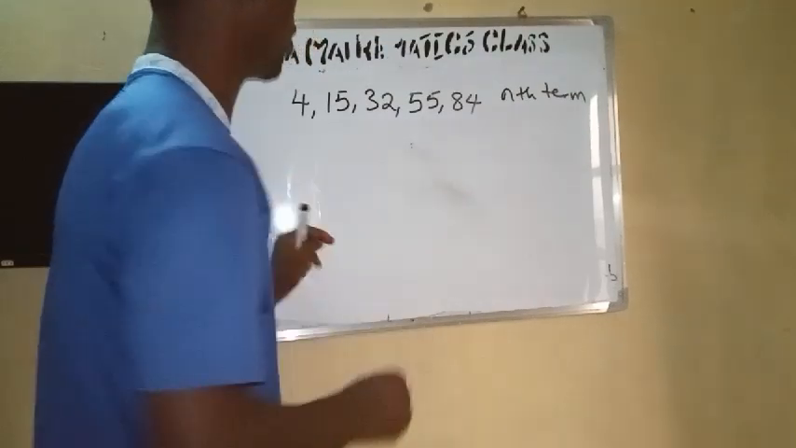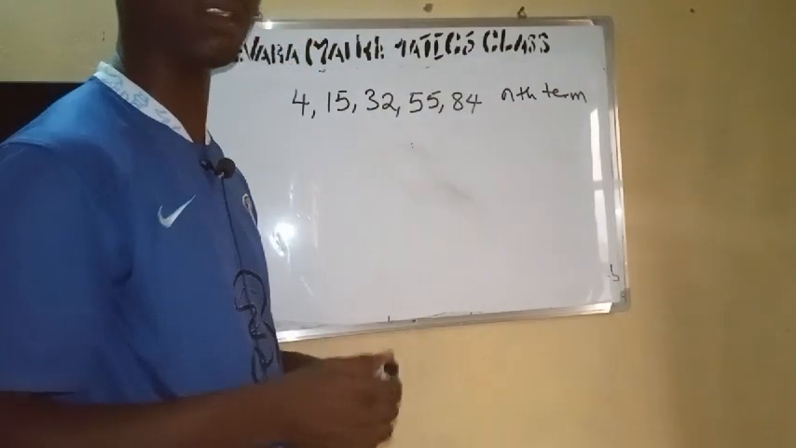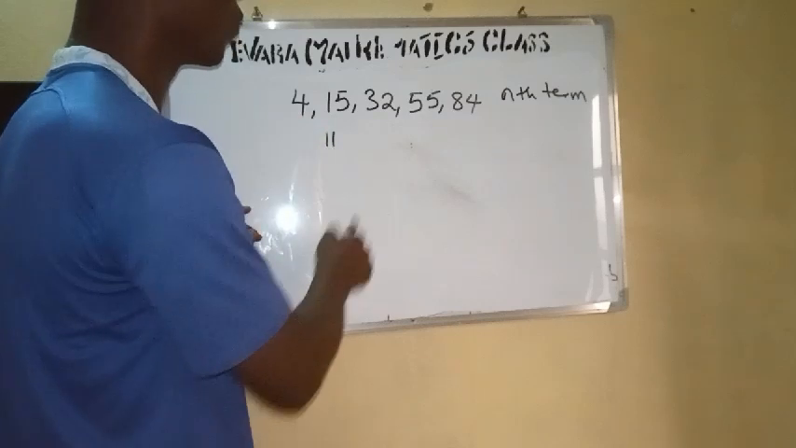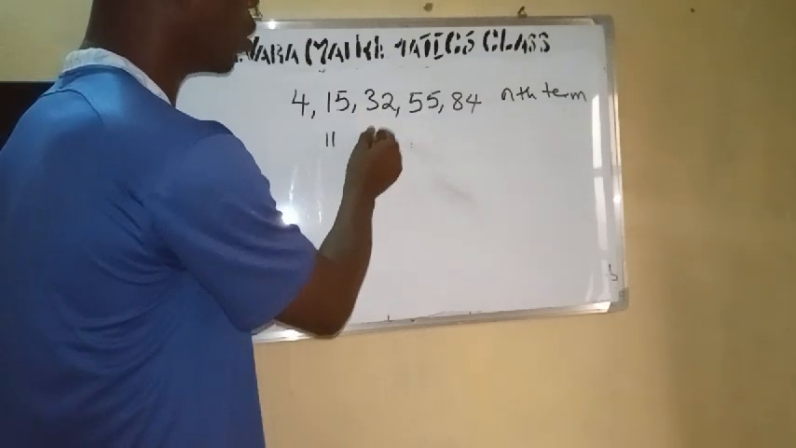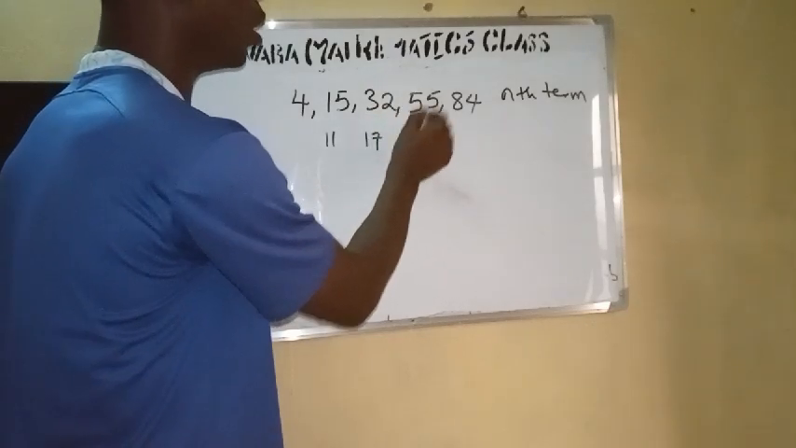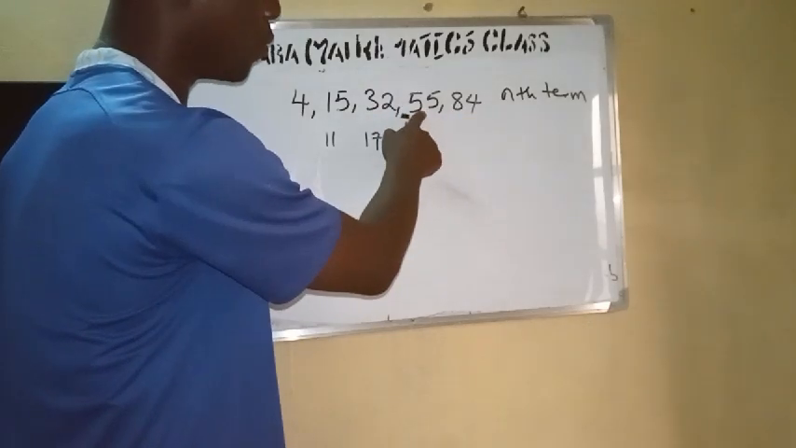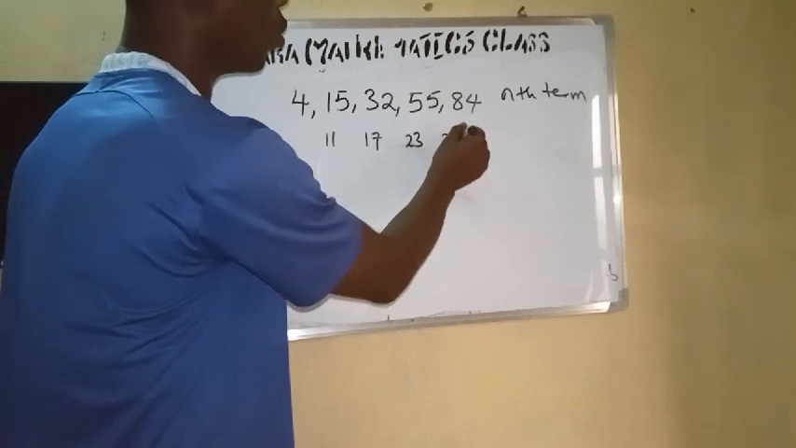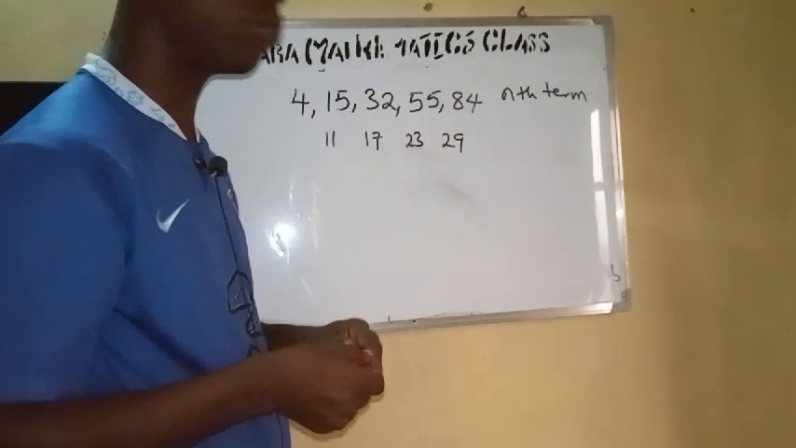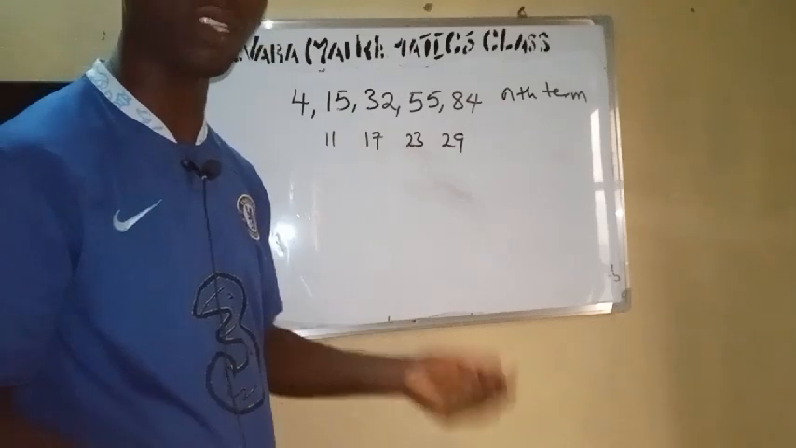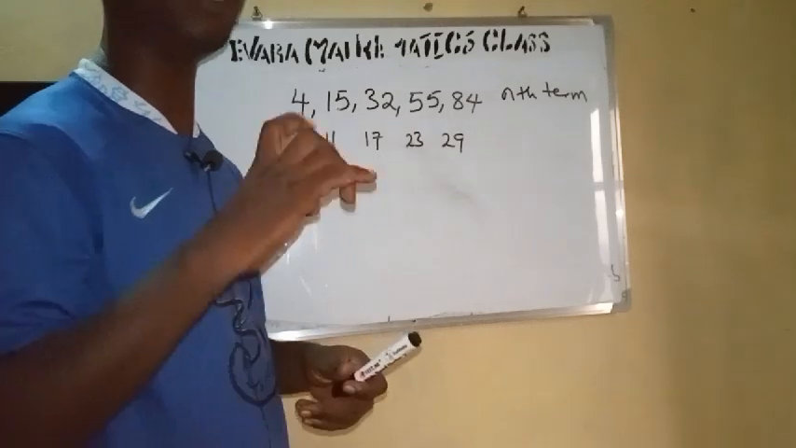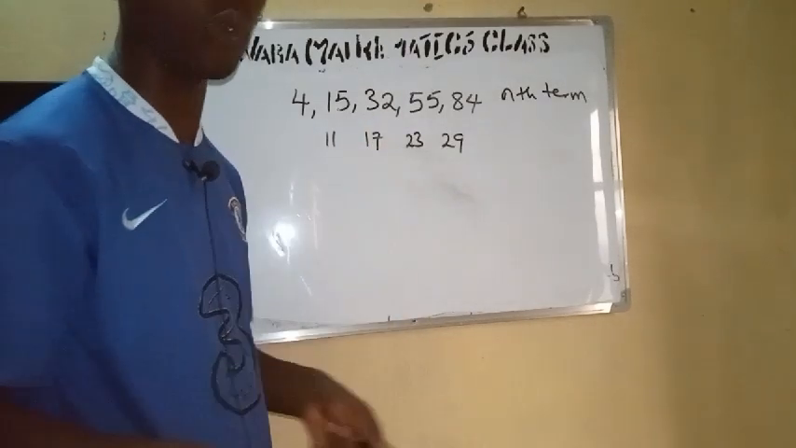So now let's get the differences between the values first. 15 minus 4 is 11. 32 minus 15 is 17. 55 minus 32 is 23. Then 84 minus 55 gives us 29. If you look at this now, the differences between the terms are not the same. But there is something common to the differences: the differences of the differences are equal.